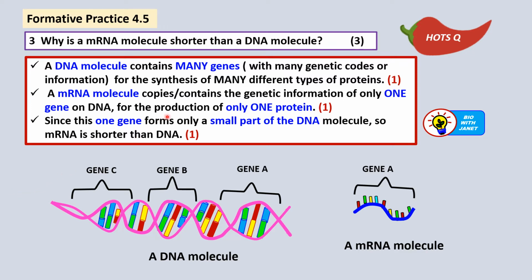But mRNA molecule copies and contains the genetic information of only one gene. For example, gene A on DNA. So the mRNA is formed by copying the code of the genetic information from only one gene from the DNA molecule. So since this one gene forms only a small part of the DNA molecule, for example, gene A, thus the mRNA is much shorter than the DNA.